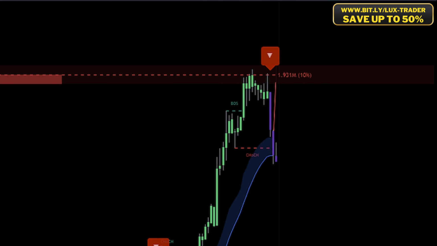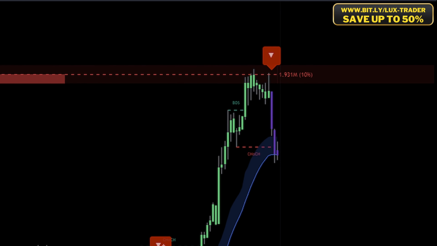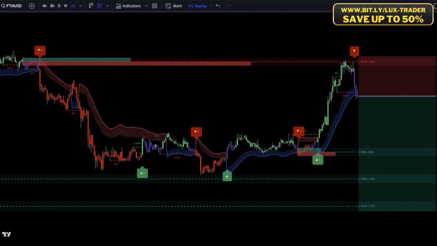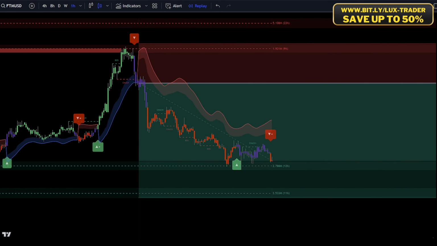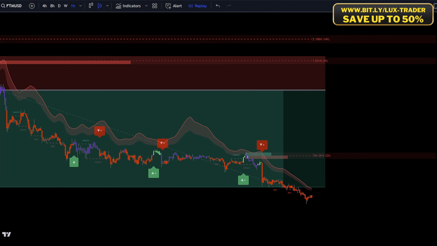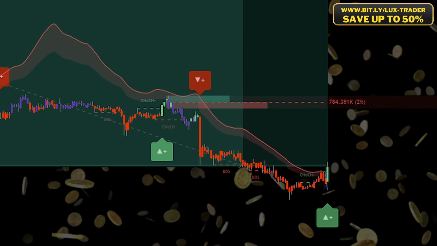Third, check that the smart trail is red-colored. And finally, wait for a bearish market structure label before entering a sell trade. If all these conditions are met, you want to enter a sell trade. Set your stop loss, and for profit taking, use the smart trail as your trailing stop loss and exit your trade in profit as soon as the price action hits the smart trail line.